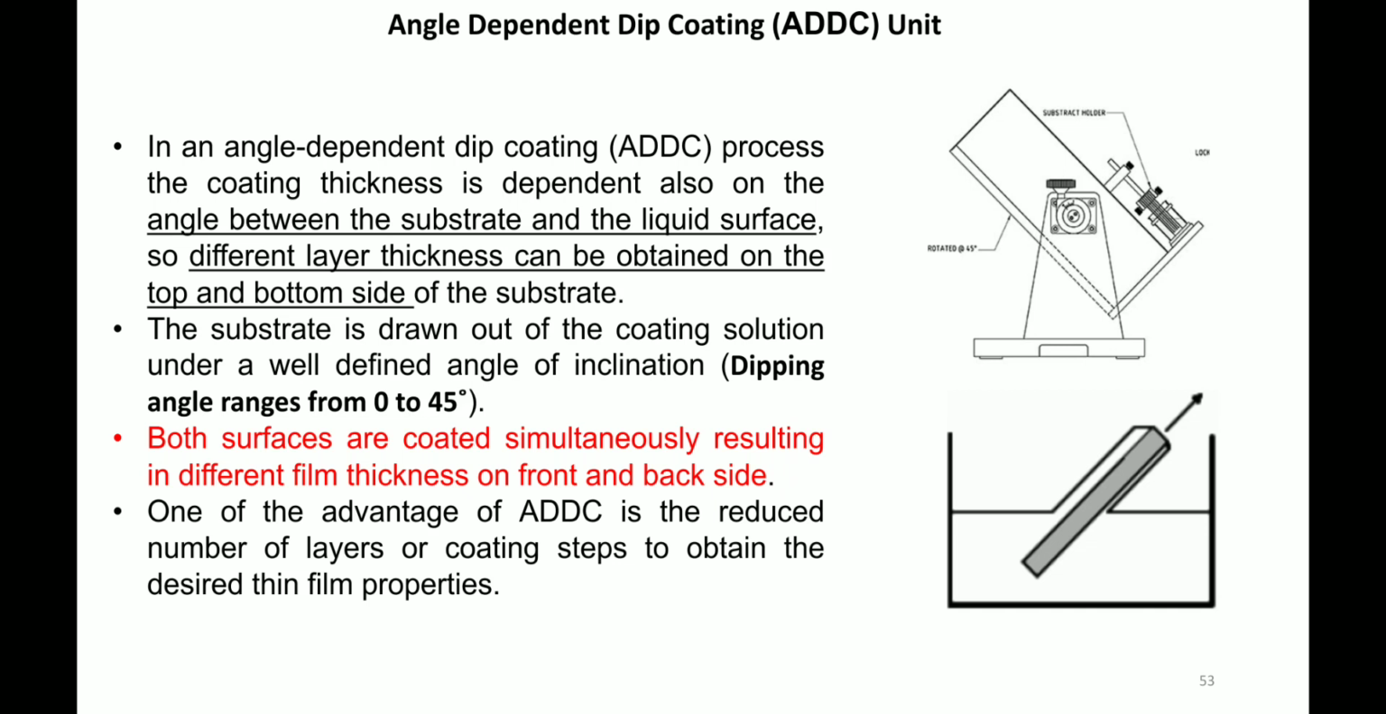As I said, one of the advantages of ADDC is the reduced number of layers or coating steps to obtain the desired thin film properties. Even if you have a substrate like a cylindrical rod, it is possible to coat it from inside and outside with the help of this dip coating process. But it is not possible to do that with the spin coating process.